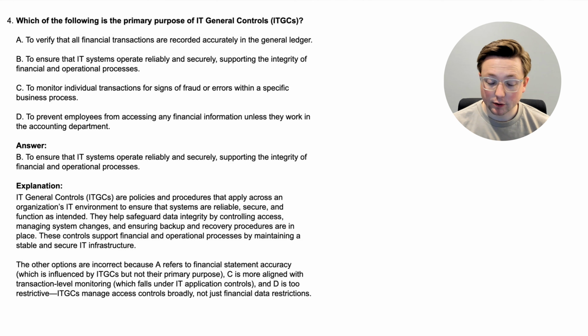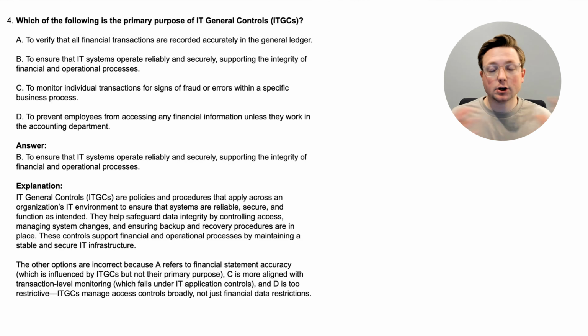The other options are incorrect because A refers to financial statement accuracy, which is influenced by ITGCs but not their primary purpose. C is more aligned with transaction level monitoring, which falls under IT application controls, not general controls. And D is too restrictive. ITGCs manage access controls broadly, not just financial data restrictions.